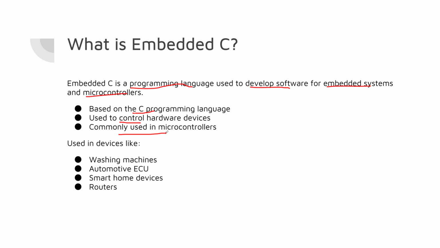So in this case, embedded C will be the best one to have good resource constraints. Generally it is used in washing machines, automotive ECU, smart home devices and routers. In all these cases we are using embedded C. Mainly embedded C is focused on optimized memory utilization, predictable execution flow, as well as being reliable for real-time processing.